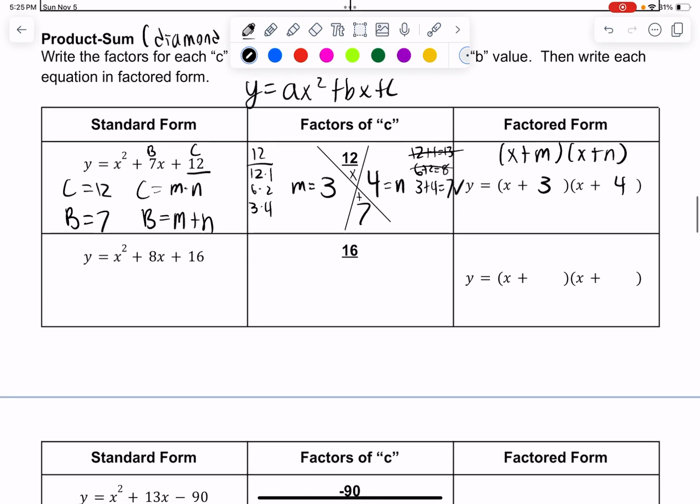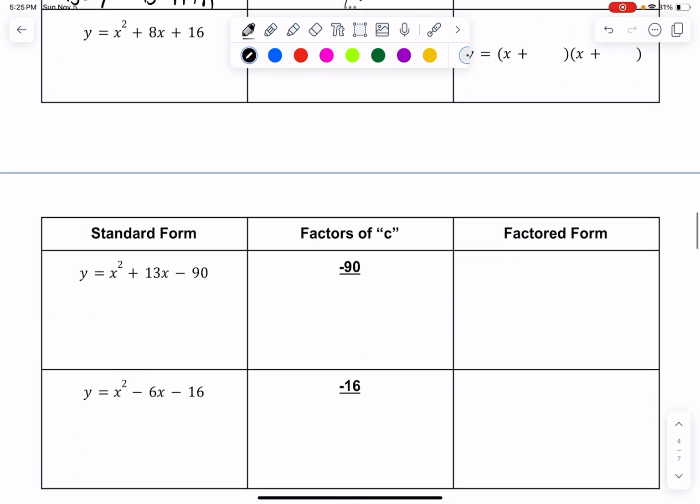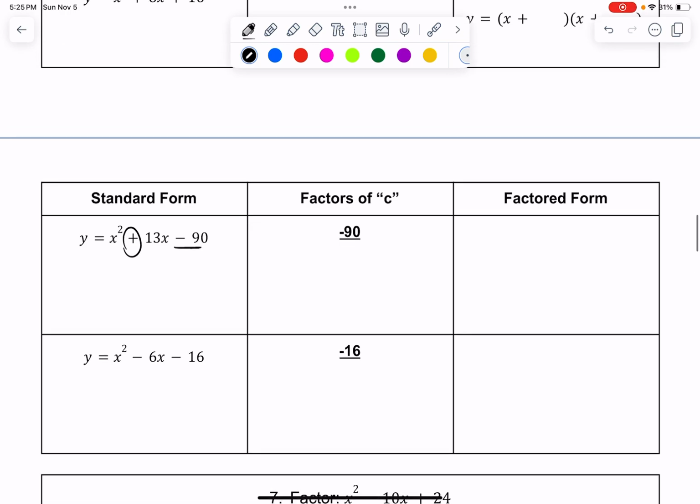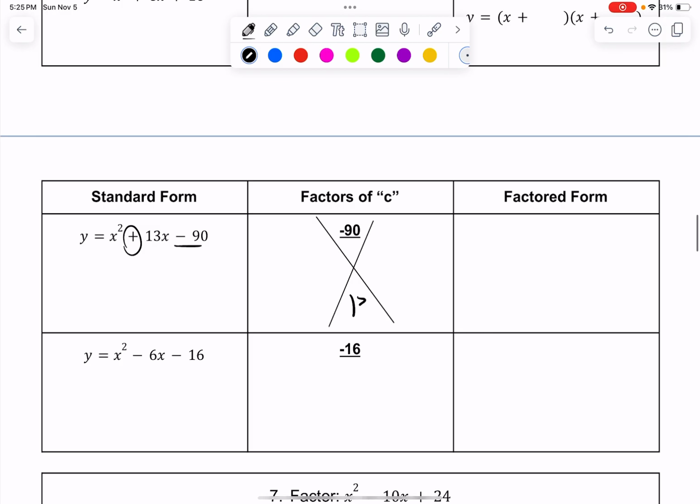I'm going to skip this one because it's pretty similar, but I want to talk about when our factors of C, when we're adding, but we have a negative number at the end. Here, we're trying to find what two numbers multiply to negative 90, but add to 13. And this is a positive 13. How can I get a negative number but add to 13? Well, we have to break it down.